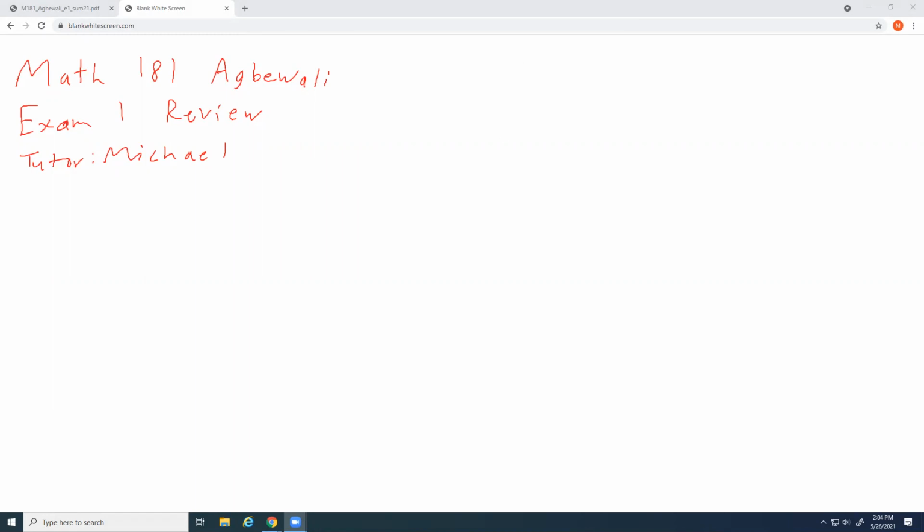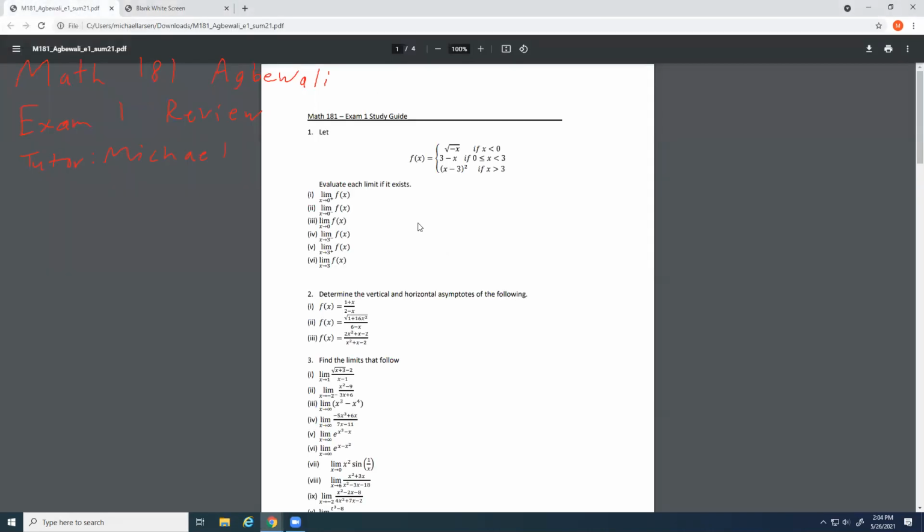Cool. All right. So if you have any questions in particular that you would like to go over, we might be able to get through all of them, but there might be a couple that we might not be able to get through because there are quite a few on this review sheet. But if you don't have any questions in particular to start off with, I'll probably just start top to bottom, starting from number 1 here.